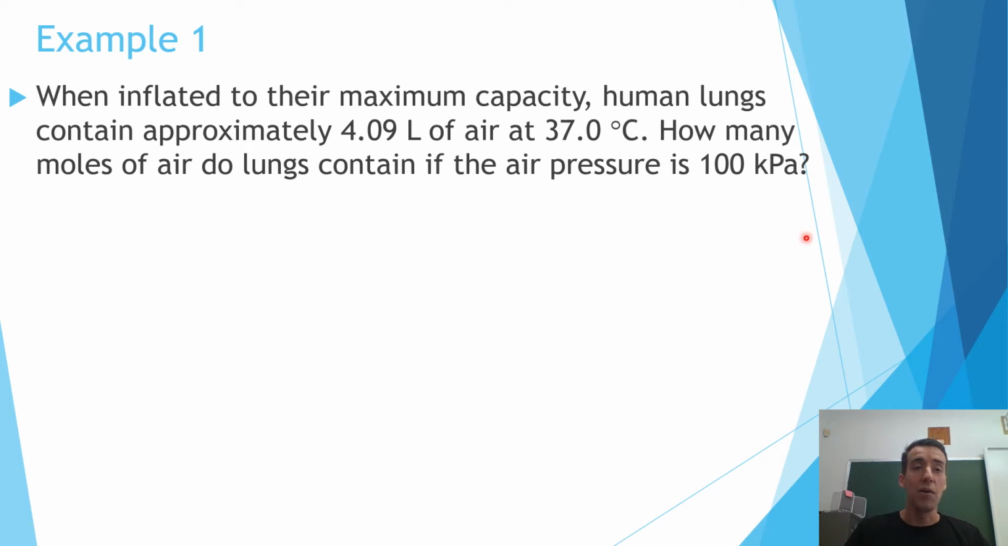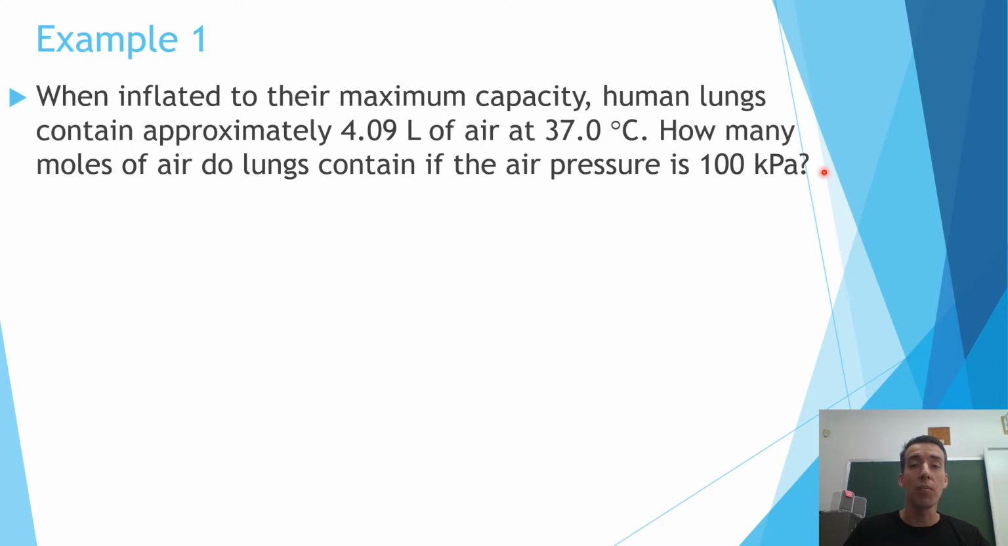Example 1. When inflated at their maximum capacity, human lungs contain approximately 4.09 liters of air at 37 degrees Celsius. How many moles of air do lungs contain if the air pressure is 100 kilopascals?